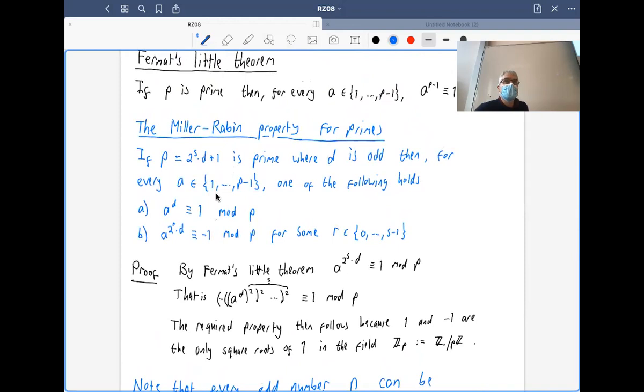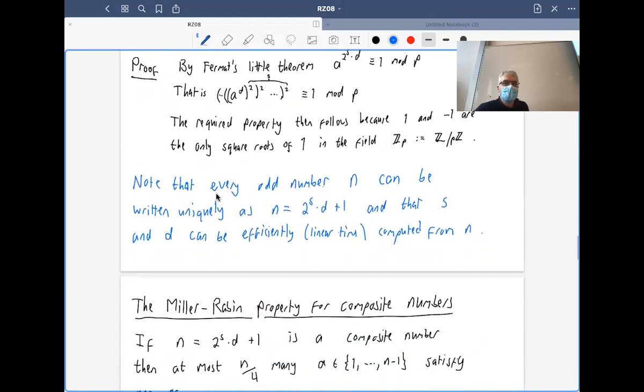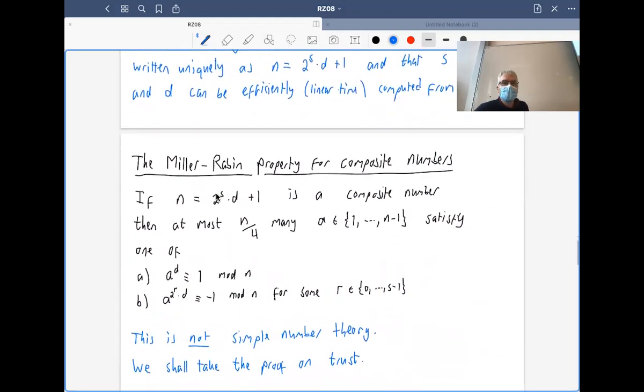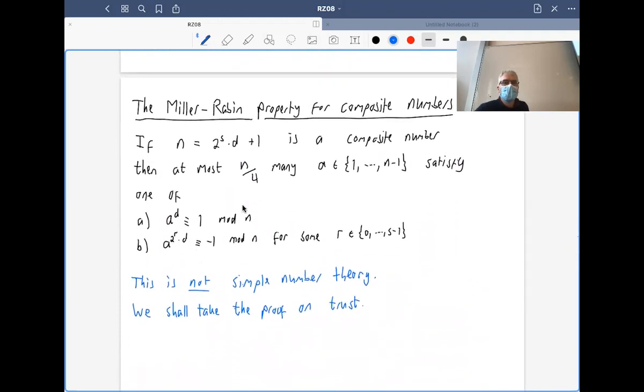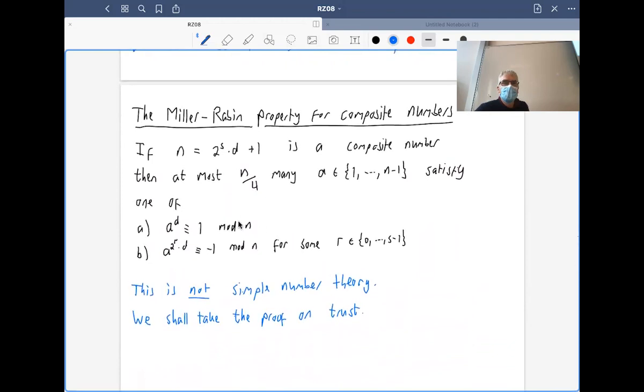But why this property is good is that the main thing that Miller and Rabin between them proved, I think this part was more Rabin, is that there's a Miller-Rabin property also for composite numbers. So if you have a composite number, so this is supposed to be restricted to odd numbers. I don't know.